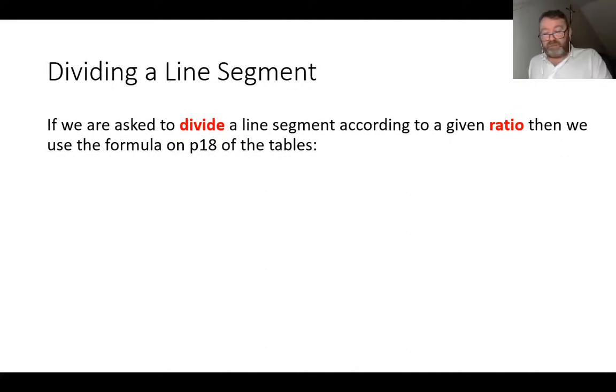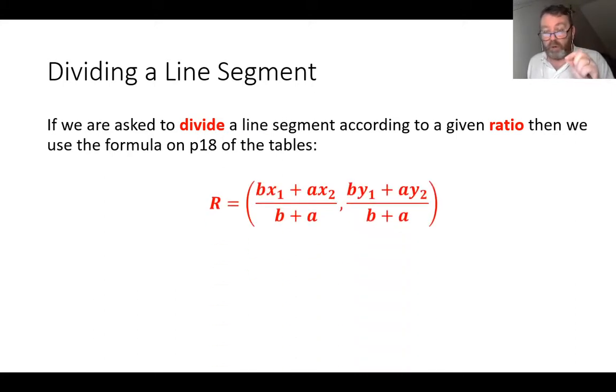If we're asked to divide a line segment according to a given ratio, then we simply use the formula on page 18 of the tables. What does the formula look like? There it is. C, which by the way is the point of division on the line, is equal to (bx1 + ax2)/(b + a), comma, (by1 + ay2)/(b + a). Now what that does, if you notice, is it gives the x and the y coordinates of C. So in other words, it actually labels the point of division on your line.